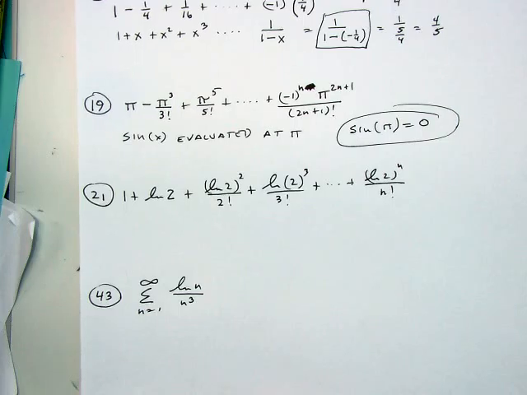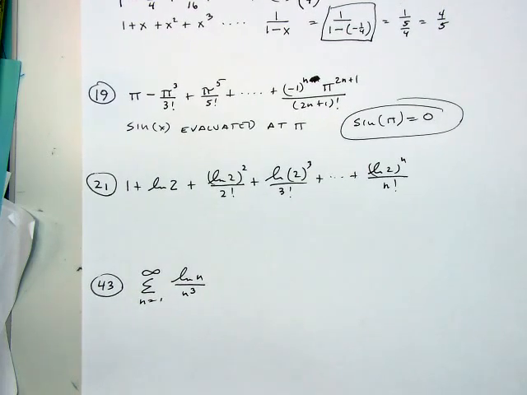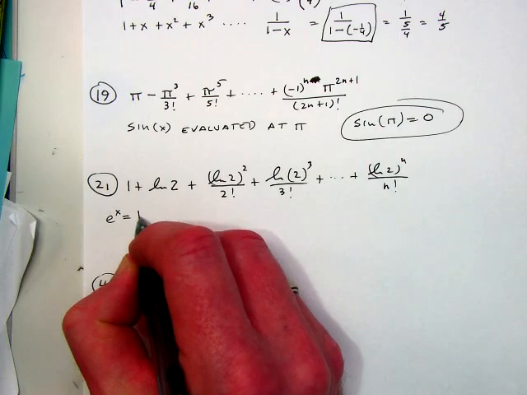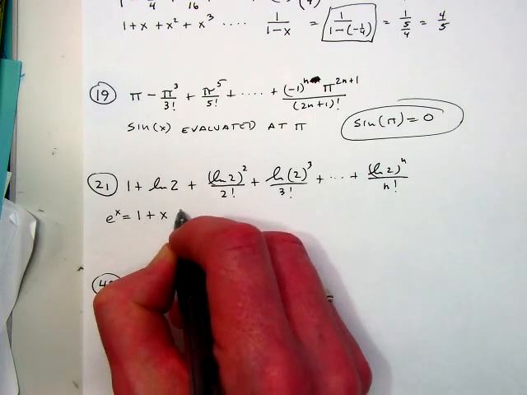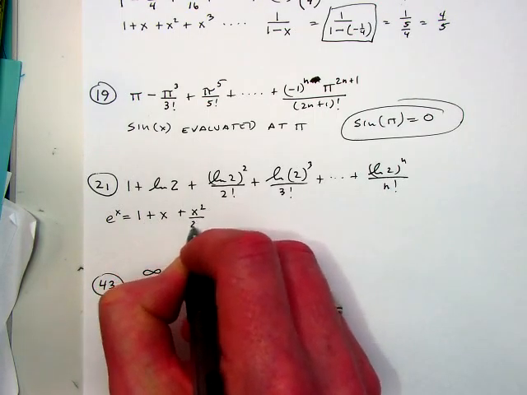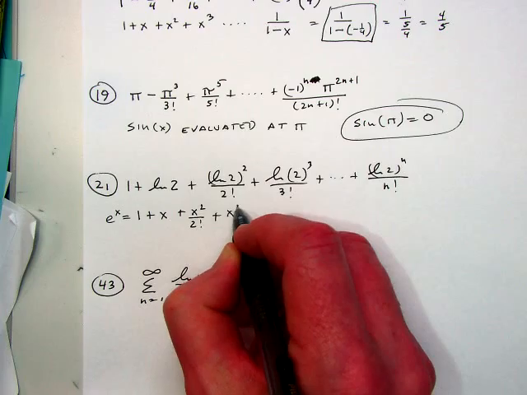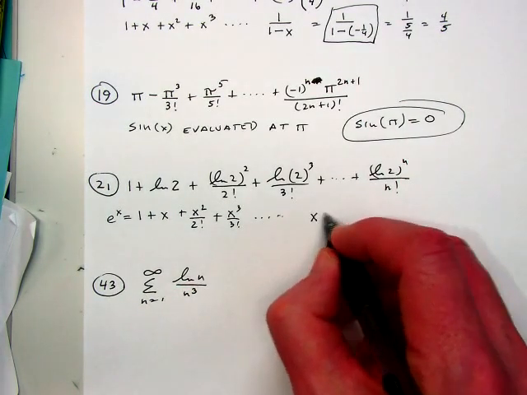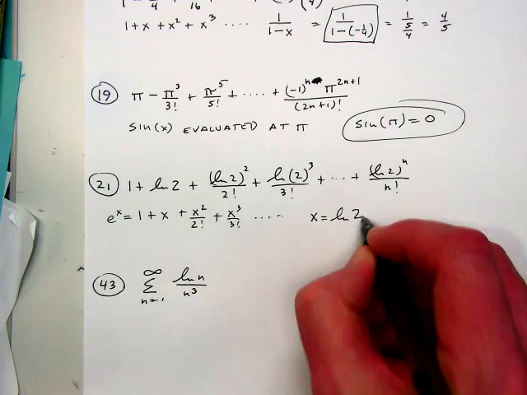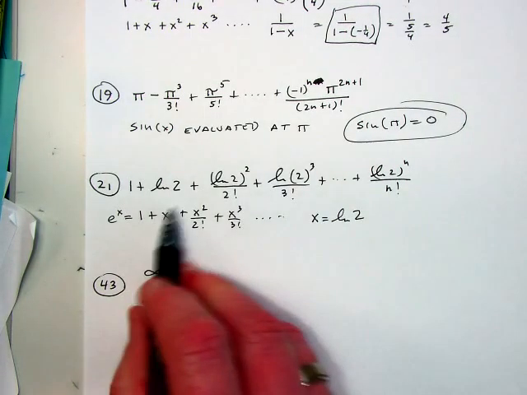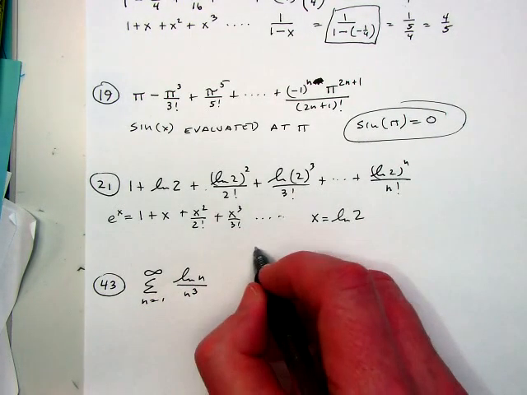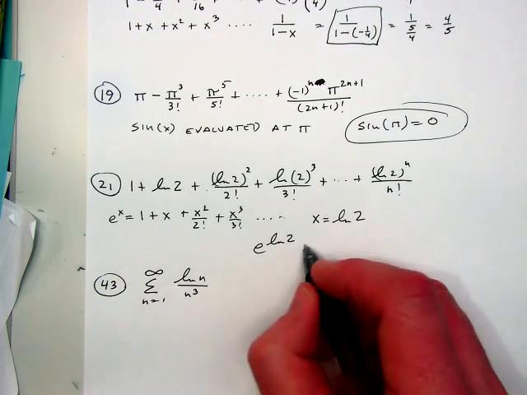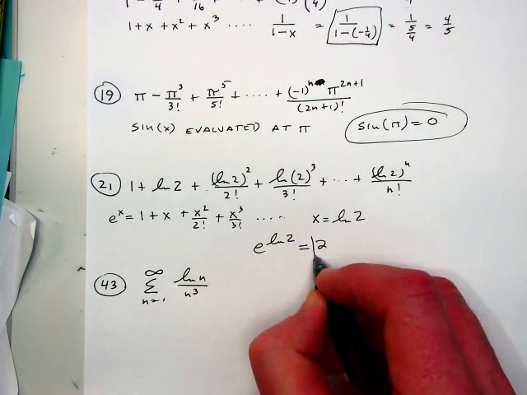So if you look at 21, this is the series for e to the x, because it's 1 plus x plus x squared over 2 factorial plus x cubed over 3 factorial, and so on. Well, in this case, x is equal to the natural log of 2, because that's what we're substituting in for each of these. So what is e to the ln of 2? Well, these are inverses of each other, so that sum is just simply 2.